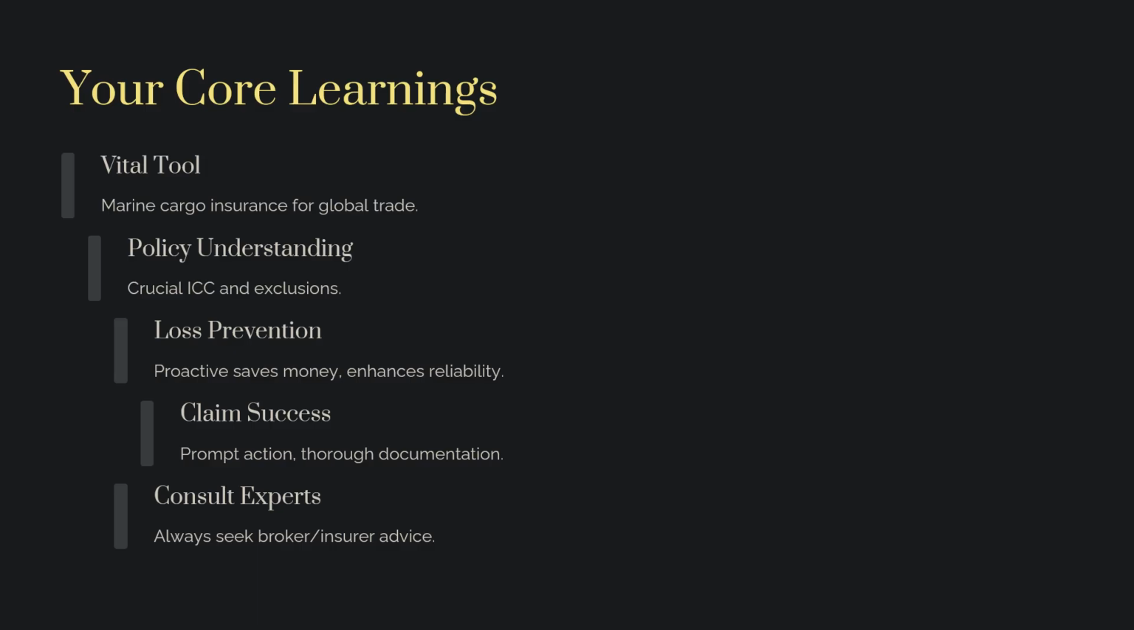Third, proactive loss prevention is incredibly powerful. By actively working to prevent losses, you not only save money on claims but also make your entire supply chain more reliable and efficient. Fourth, when a loss does occur, prompt action and thorough documentation are the keys to a successful claim. Act quickly and document everything. And finally, always consult your trusted insurance broker or insurers for specific advice tailored to your unique shipment and business needs. They are your experts.